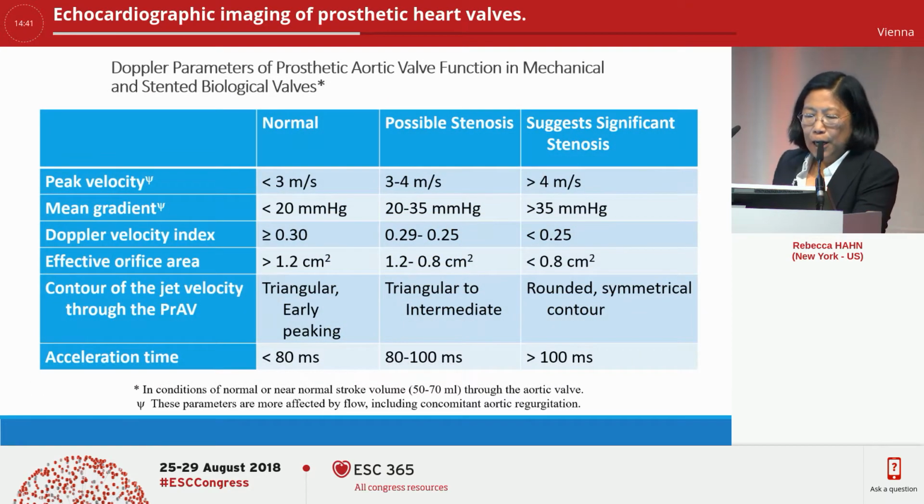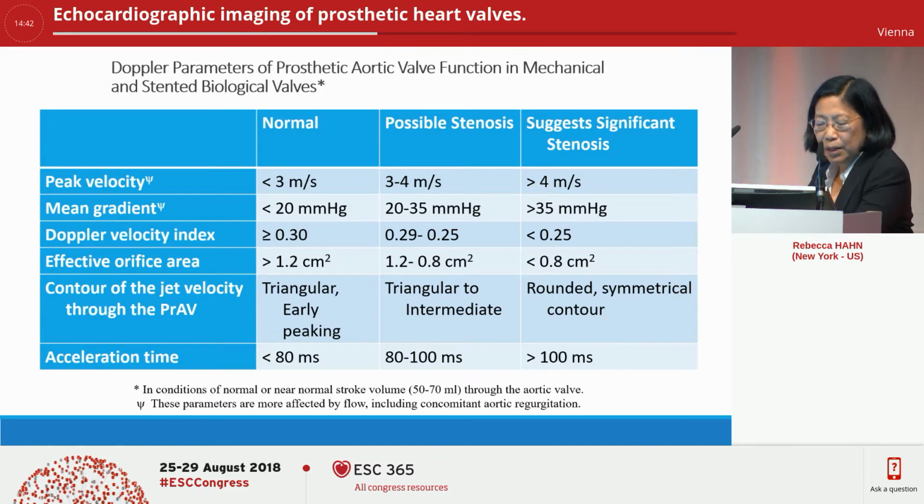So when you're looking at mechanical valve function, the criteria are fairly well defined and based a lot on the criteria that we use for native valves. Peak velocities of over 4, mean gradients of greater than 35 or 40, and Doppler velocity index of less than 0.25 indicate, or suggest, severe stenosis. The contour of the jet velocity will also tell you. A more rounded, symmetrical contour tends to be consistent with, again, parvus and tardus on your carotid palpation. And so those are rounded, symmetrically contoured jets.